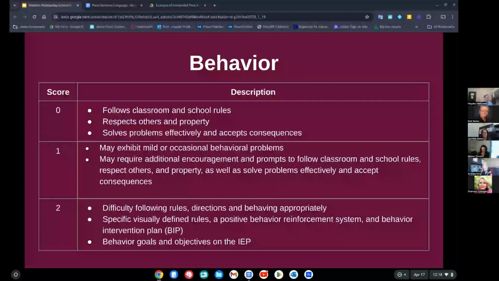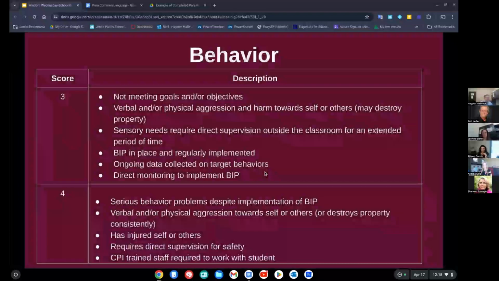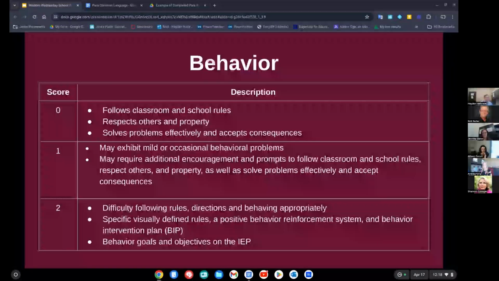So behavior, again, we have kind of this same template in place. So 0, follow classroom rules. Basically, they're doing what they should be doing in class on a daily basis. Number 1 would be they might have some mild or occasional problems, may require additional encouragement, some prompts. We might see number 1 quite a bit across the school day.